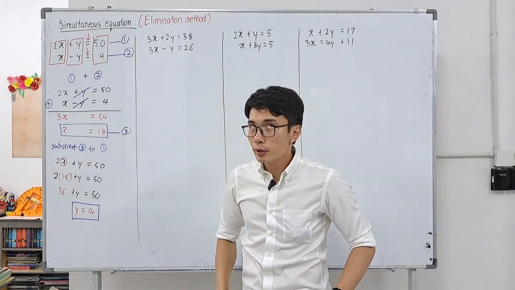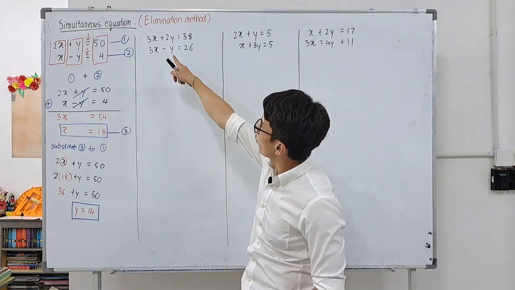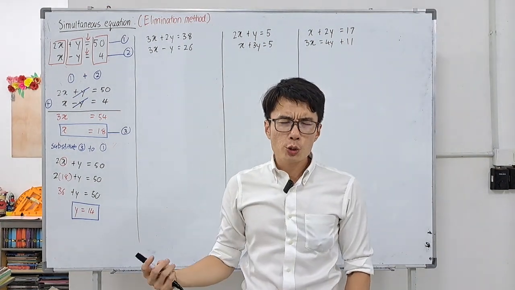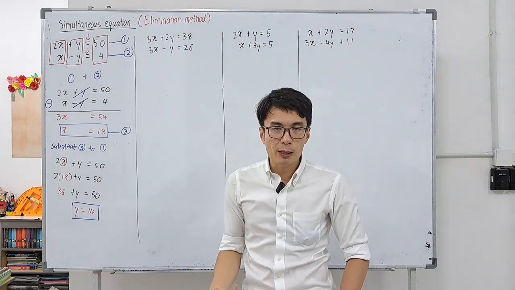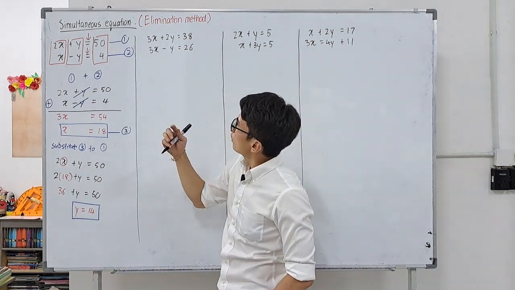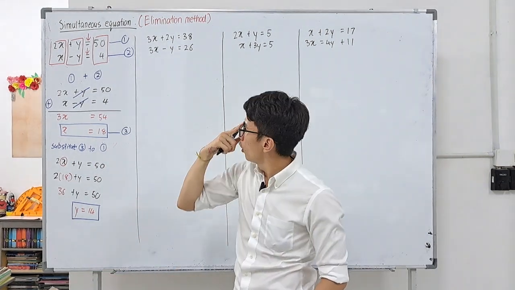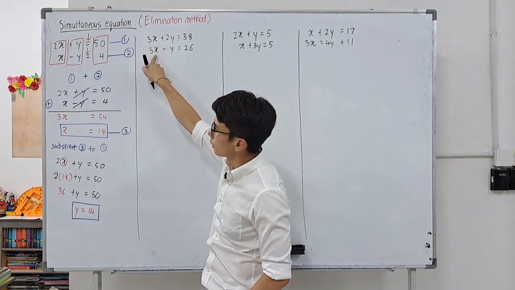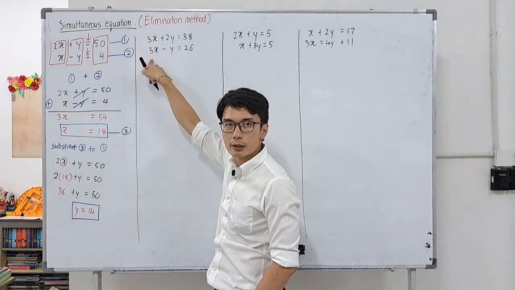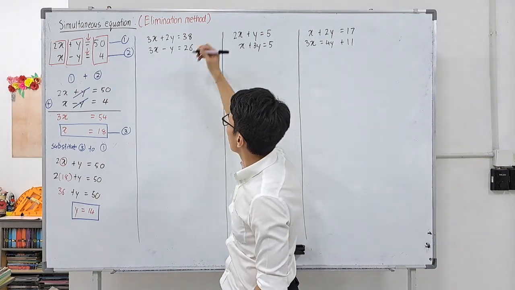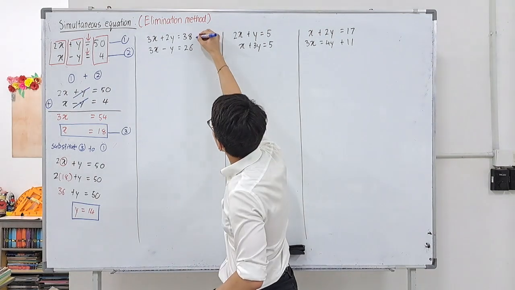I can eliminate this, right? So which will be easier to eliminate? I can actually choose to eliminate x or y. It's up to you. Alright, but the easier one for you to eliminate will be the x, correct? Because they are the same over here, right? Okay, so if I want to eliminate them, what should I do?